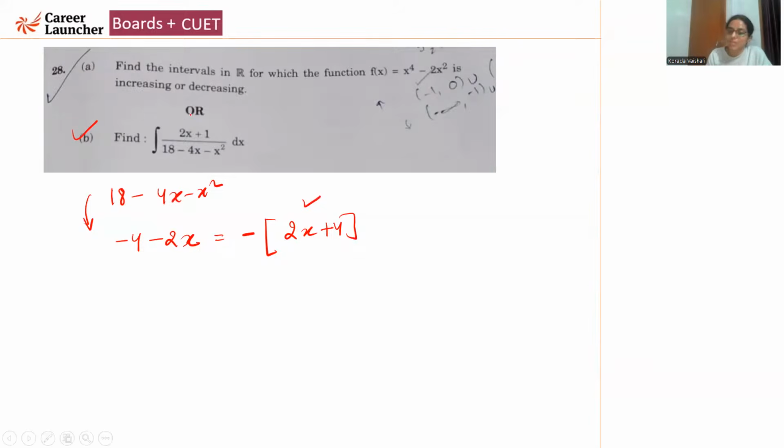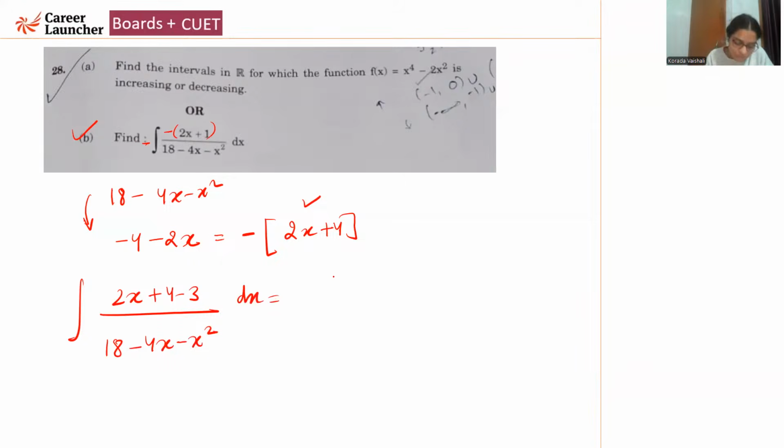Because numerator में तो 2x plus 1 है. So it means what you're going to do is consider negative signs, multiply or divide with negative signs, and then you are going to manipulate this expression, or maybe you can simply write this down as, सबसे पहले हम expand करके देखते हैं. So let's write this down as 2x plus 4 minus 3, right? So this is 18 minus 4x minus x square dx.